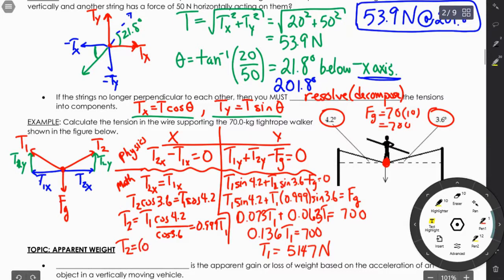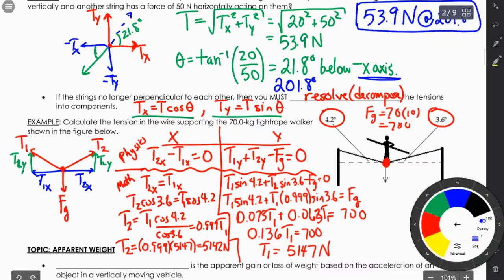Okay, now I can take that over here, plug it back in over here for T2, to figure out what T2 is. So 0.999 times 5147, and that's going to equal probably just slightly less than that, 5142. Okay, so there is the tension in the two ropes.